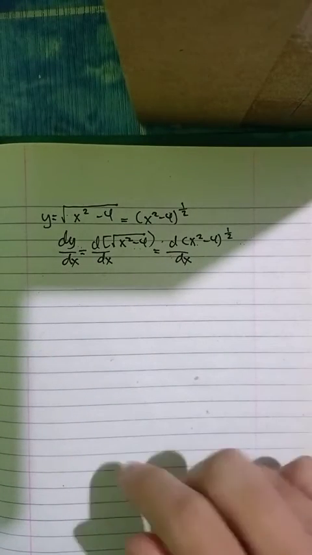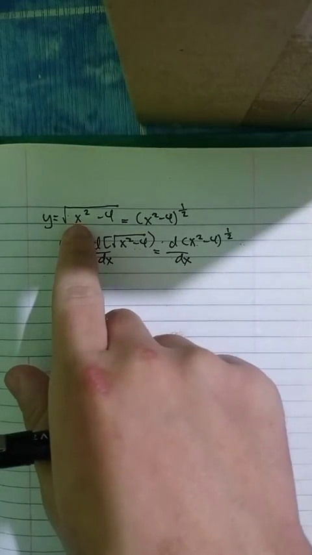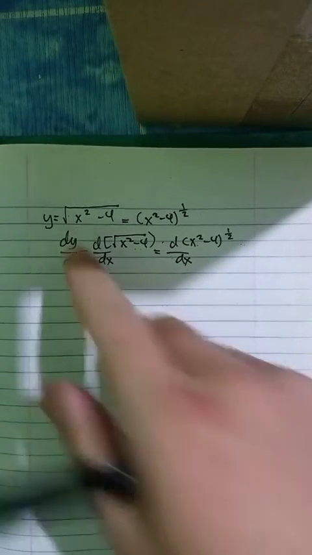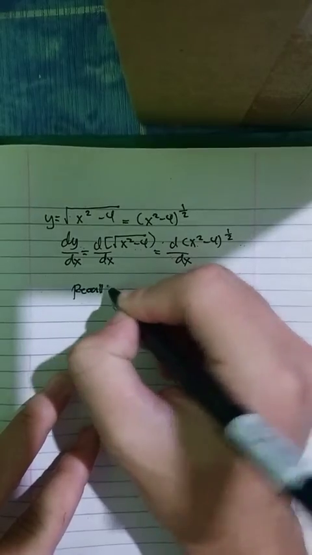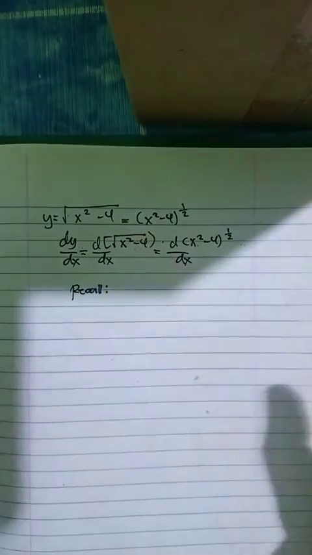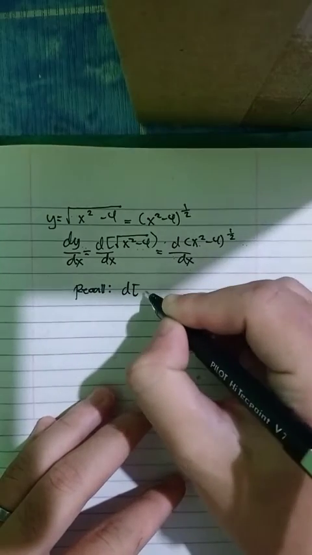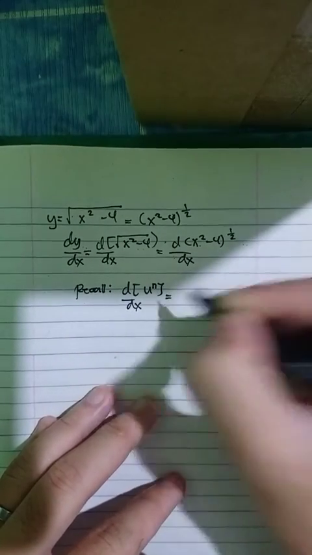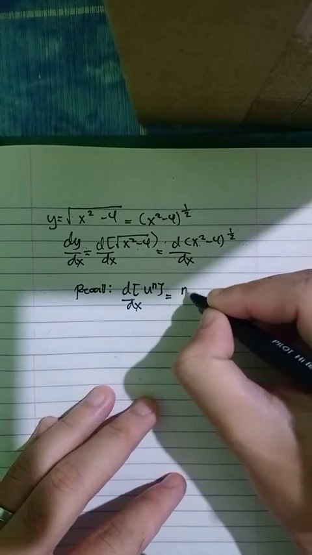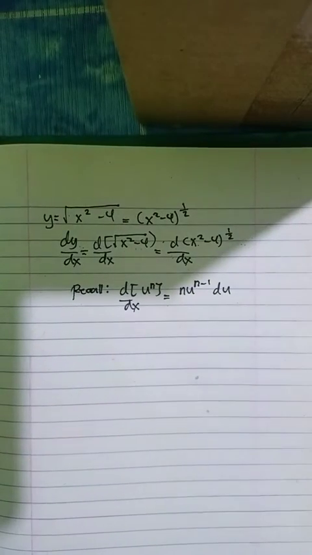Upon observing, we can say that we can use the power rule in this given expression. So let's recall the power rule. The formula of the power rule looks like this: the derivative of u to the power of n over dx is simply equal to n times u to the power of n minus 1, times the derivative of u.